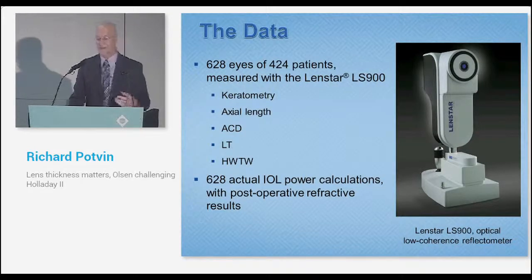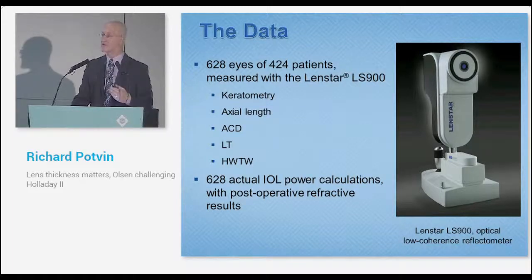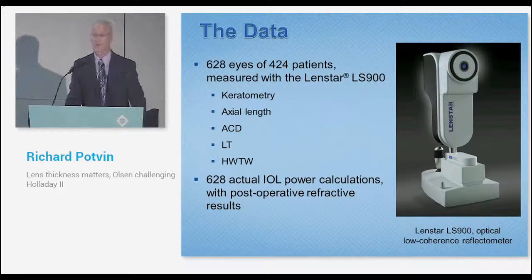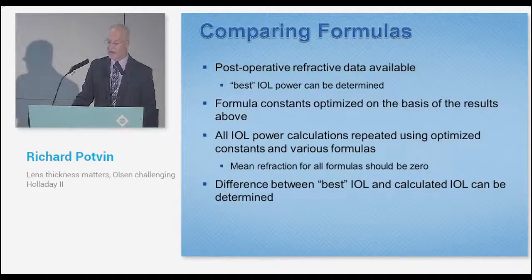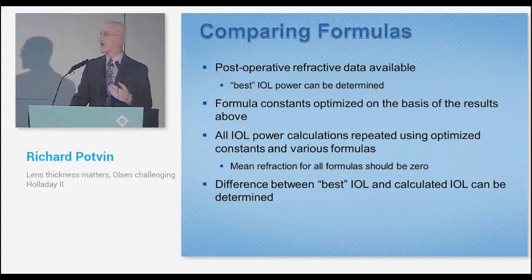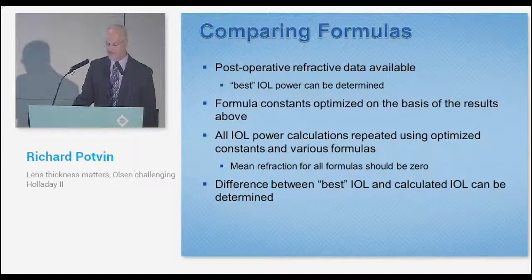Okay? So what we did to test the various IOL power calculation formulas with the LensStar LS900 was take 628 eyes out of 424 patients who were measured with the LensStar preoperatively, had an IOL power calculated, and a lens implanted, and then we got their postoperative refractive results. So from the postoperative refraction data, I can sit there and go, I missed by this much, I should have put this lens in. So basically, by doing some back calculating optics, I can tell what the best power should have been in that patient's eye.